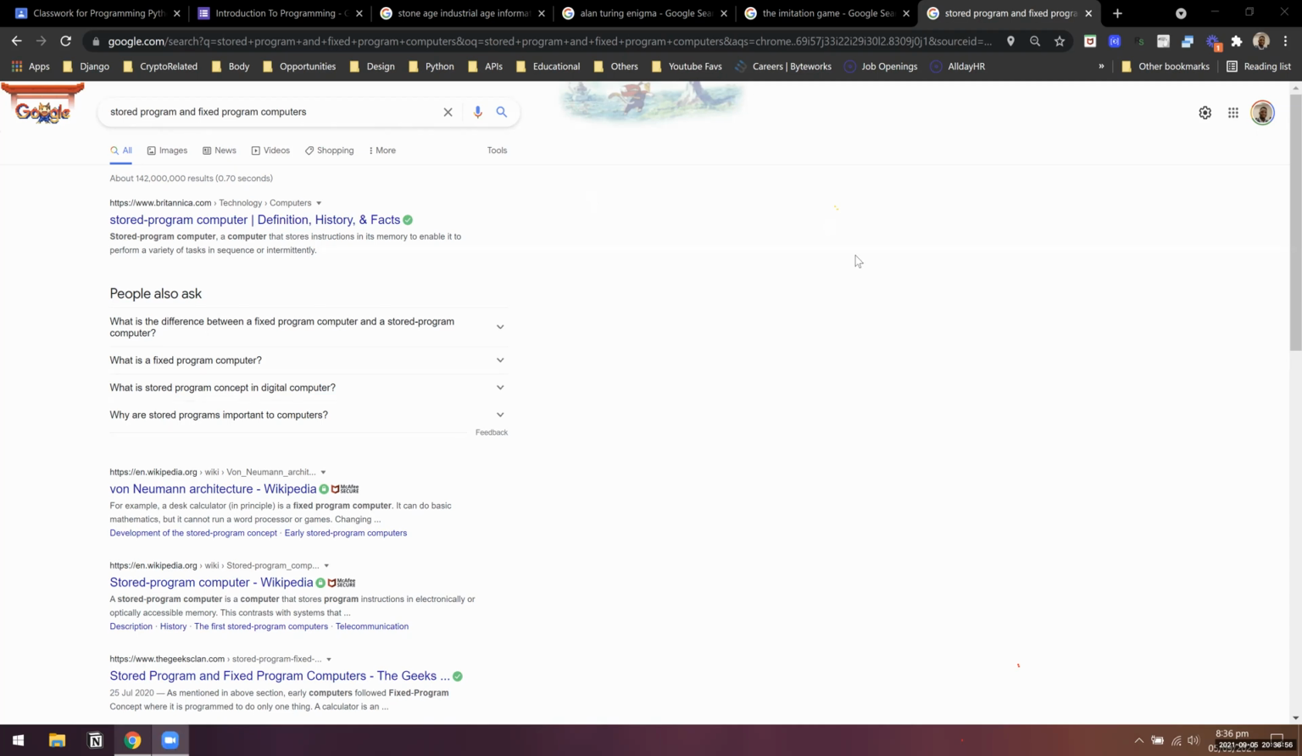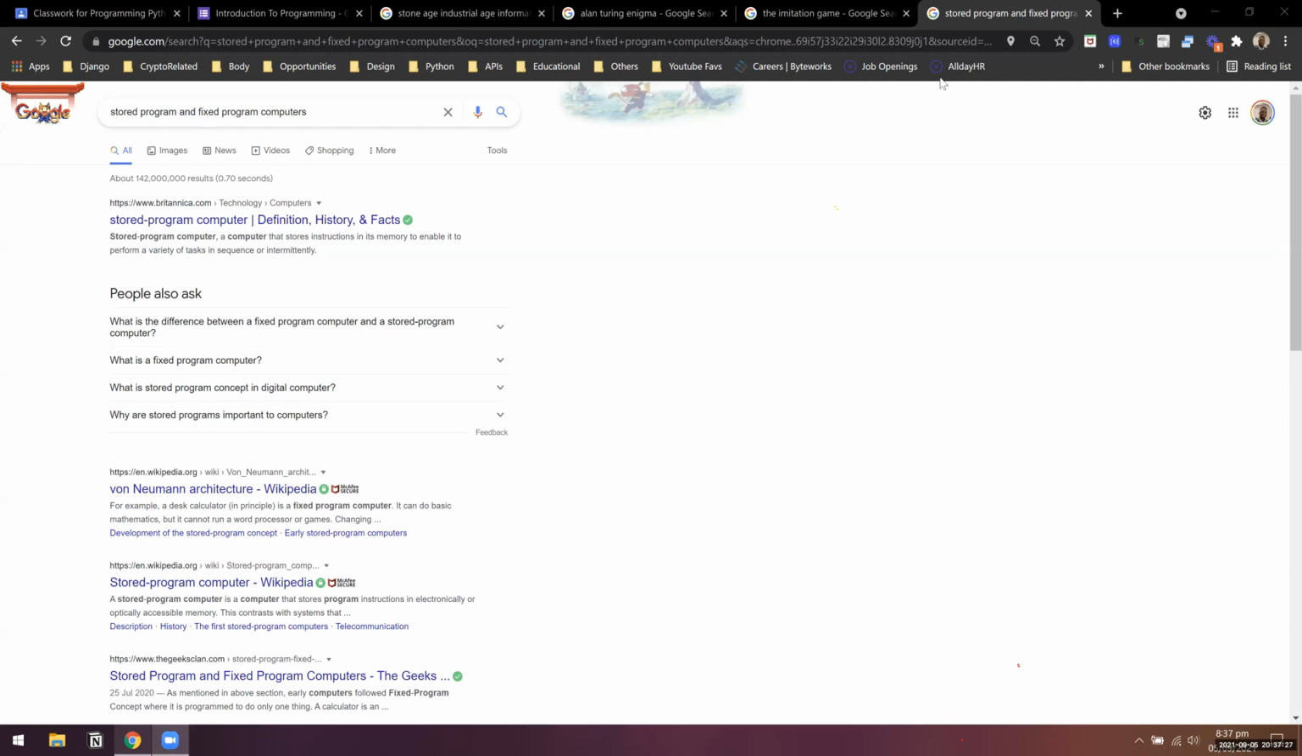A perfect example would be a calculator, right? A calculator that does plus, minus, addition, division, sine, cosine. The number of things you can do on a calculator is limited. You cannot, for instance, draw a graph on a calculator. That's not possible, right? So another example of a fixed program computer, I mentioned, was something that Alan Turing did.